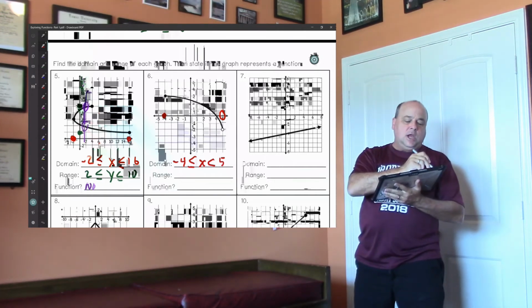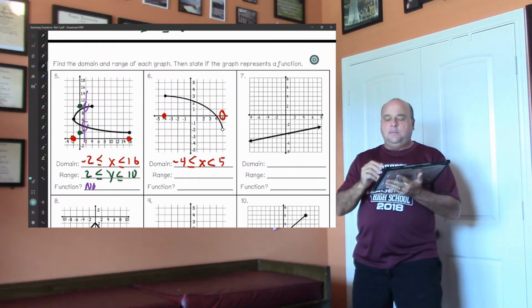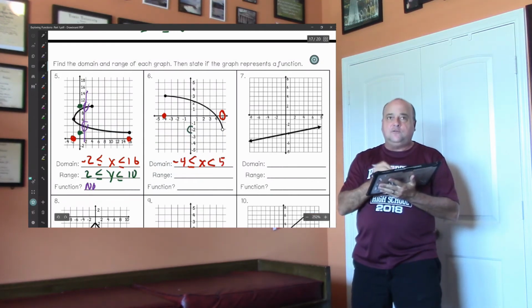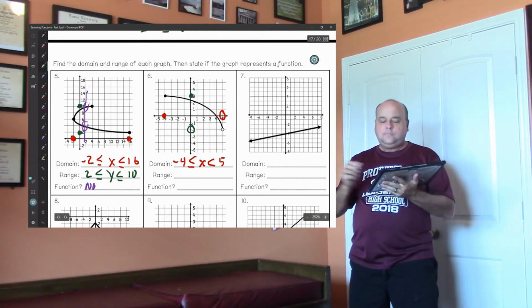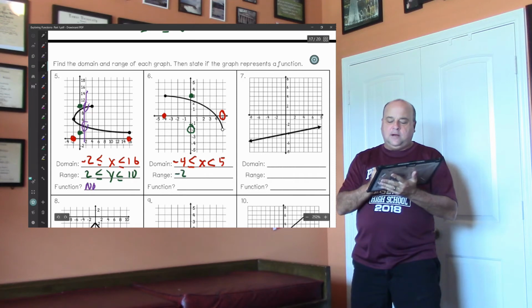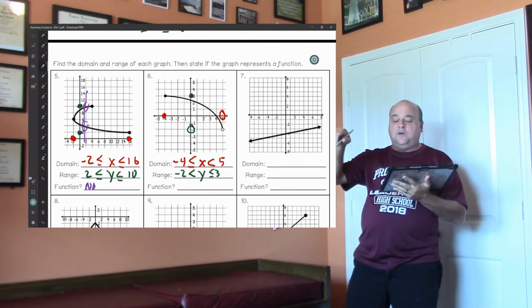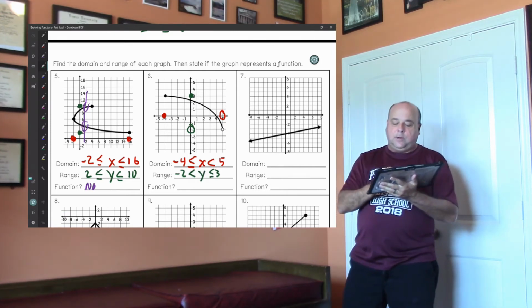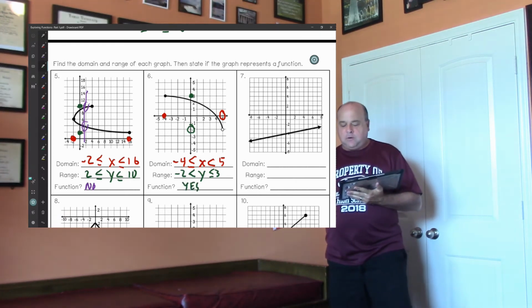Let's find the range. So we're going to go from the bottom to the top. The bottom of the graph is right here at -2, and the top of the graph is at +3. So the range will go from -2 to 3. It's going to have a less than on the -2, less than or equal on the 3, put a y. And then this would be a function because the x's do not repeat. Okay, a vertical line only crosses the graph once.